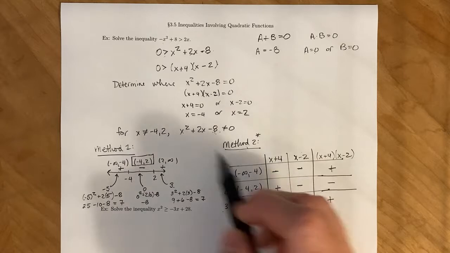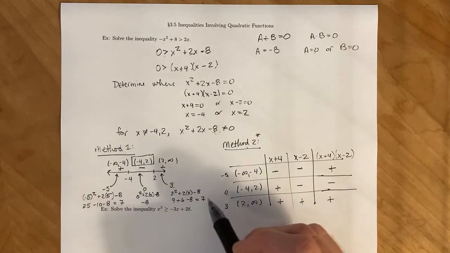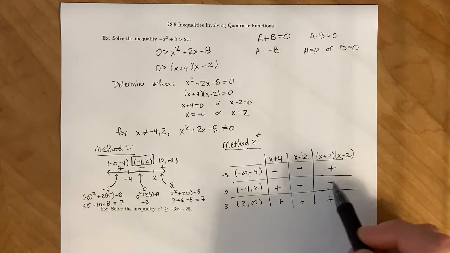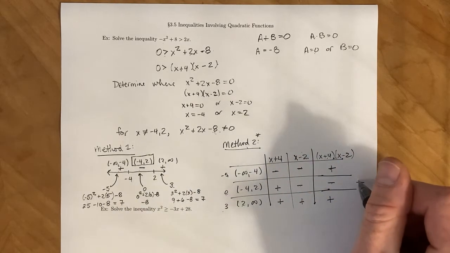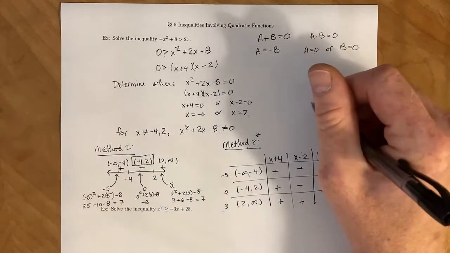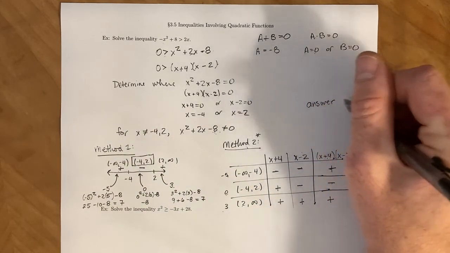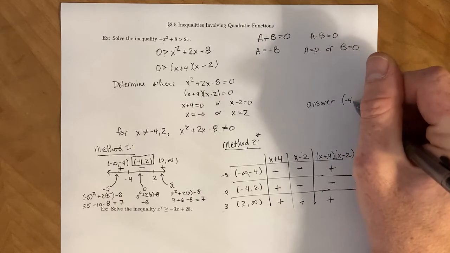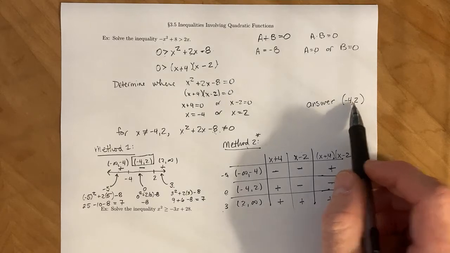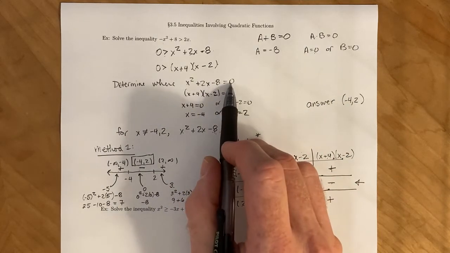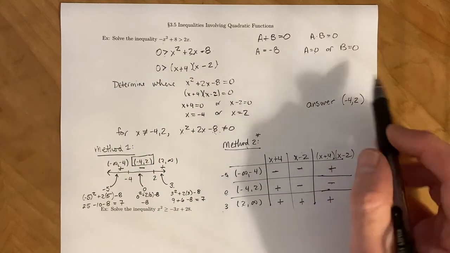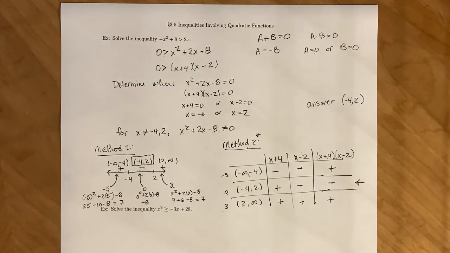And again, we want all the x values that cause this expression to be negative. So right here is the one that we want. And again, our answer is going to be the interval from -4 to +2. We don't include -4 because that causes the function to zero out, and we want a strict inequality. Same thing with 2. That's why we have the parentheses instead of square brackets.